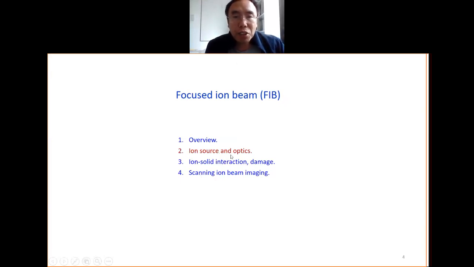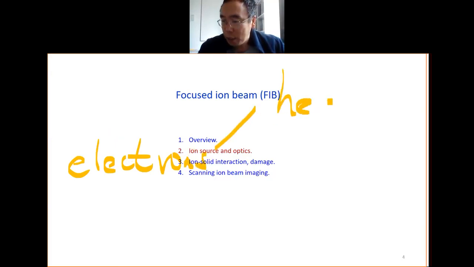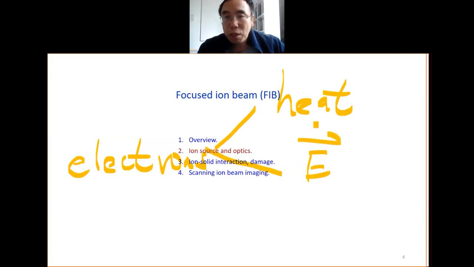So now let's look at the ion source and ion optics. So we look to generate electrons. To generate electrons, there are two ways. One is the heat, so we can heat up. Another way is the electrical field. So we can either use high temperature or we can use high electrical field to generate electrons. For the case of ions, we can also use high electrical field, but we cannot use heat. Because if we heat up the material, the material will be vaporized. So what you get is the neutral atom, rather than ions.